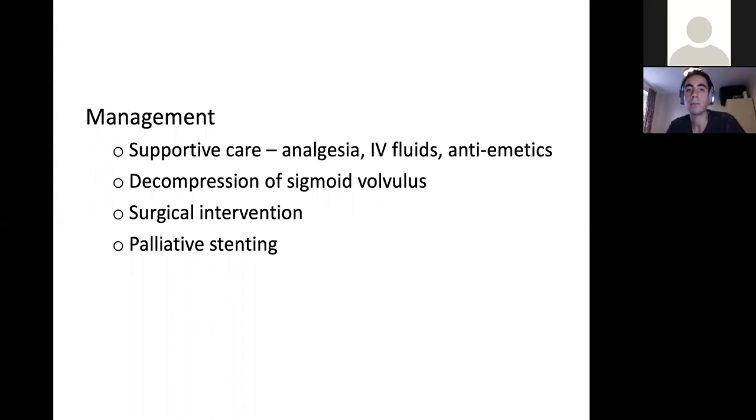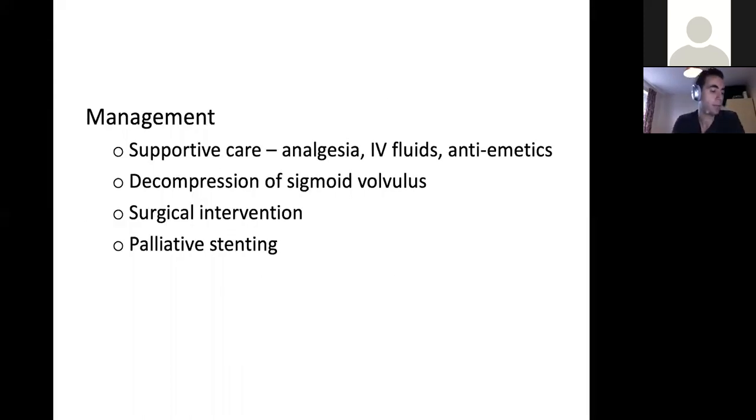And the management will start off with supportive care. In the case of malignancy, which is the commoner cause, surgical intervention is likely. And if there's quite a significant progression of disease, you have to be thinking about things like palliative stenting. And in terms of volvulus, for example sigmoid volvulus, we need decompression of the volvulus with a rigid sigmoidoscope.